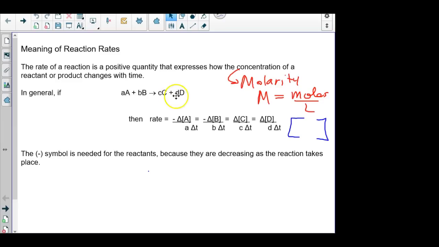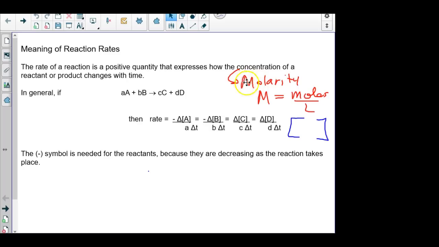So here you have a generic reaction where you have two reactants, A and B, forming products C and D. Remember, this is a generic way to write a balanced reaction. These letters in front, the lowercase letters, represent the coefficients or moles needed to write the reaction. Notice that it says how the concentration of reactant or product changes with time.